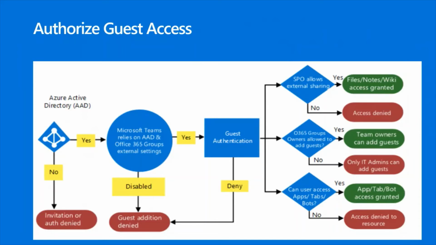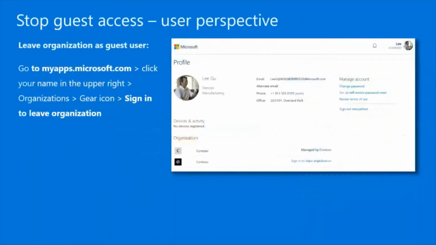Now let's take an example. If you have been added as a guest to a team from another organization for working on a project, and it seems that the project is over, but the external organization forgets to remove you from their team as a guest, and you wish to leave that team, what steps can you follow? We'll be moving on to the next slide to see the steps that you can follow.